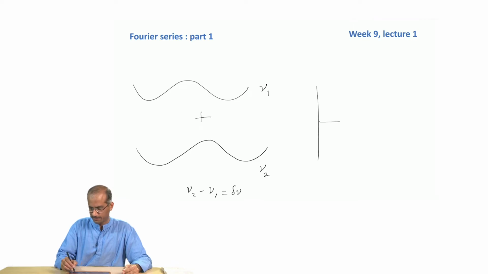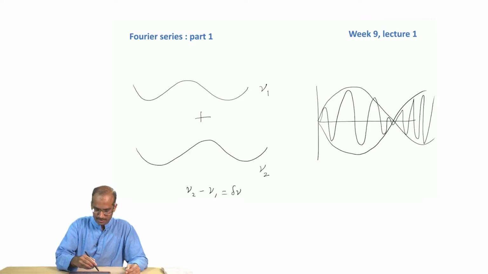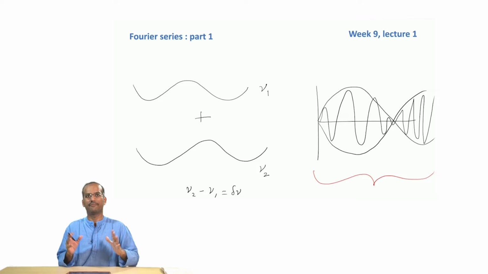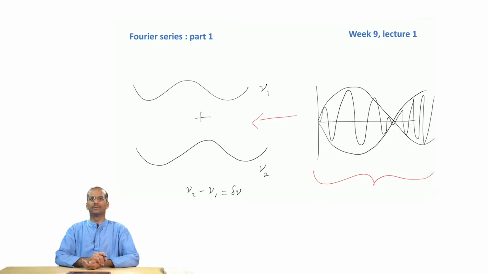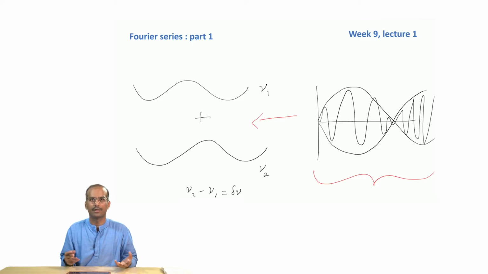pattern of beats. Now, the question is, if I were given, let us say, this object, the combined waveform, can I get these individual components? So, that is what we are going to do today, and this kind of analysis requires this tool which is called Fourier series.